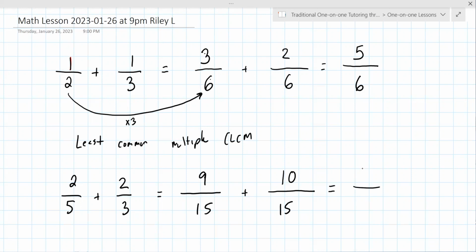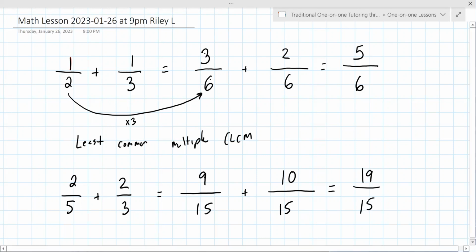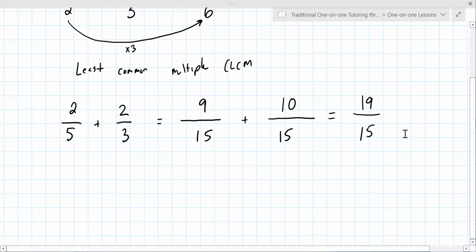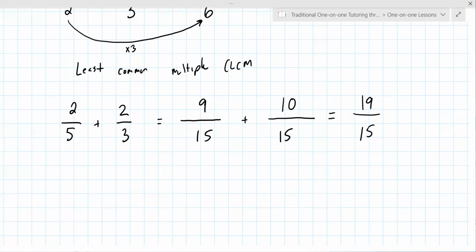That'd be 19/15, and then wouldn't you change that into a mixed number? I believe this would be how it would be presented. It's an improper fraction, though, right? Yes, and you don't have to always change it, that's right.